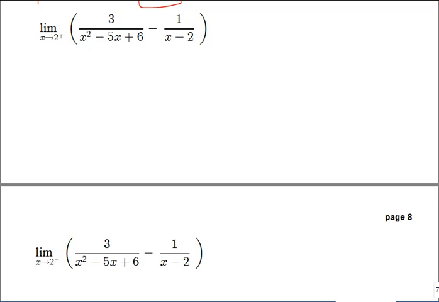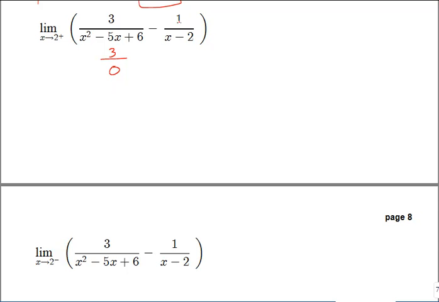Okay? On the next one here, we have the right-hand limit, as we approach 2, of 3 over x squared minus 5x plus 6, minus 1 over x minus 2. So if I plug in 2 right away, the top of this first fraction is going to stay 3. 2 squared is 4. 4 minus 10 is negative 6. Negative 6 plus 6 would be 0. So this is going to be going to some kind of infinity. Could be positive or a negative infinity. We'll have to explore our signs a little bit more.